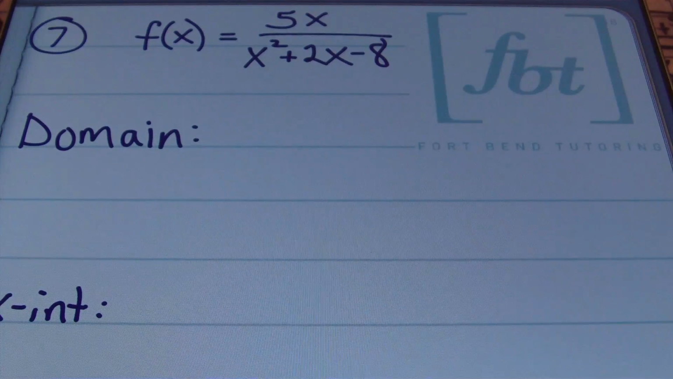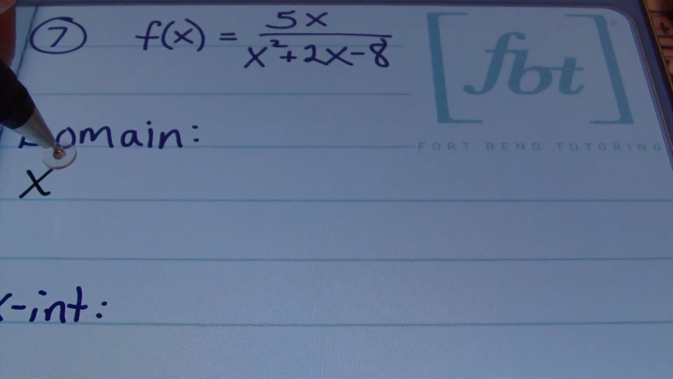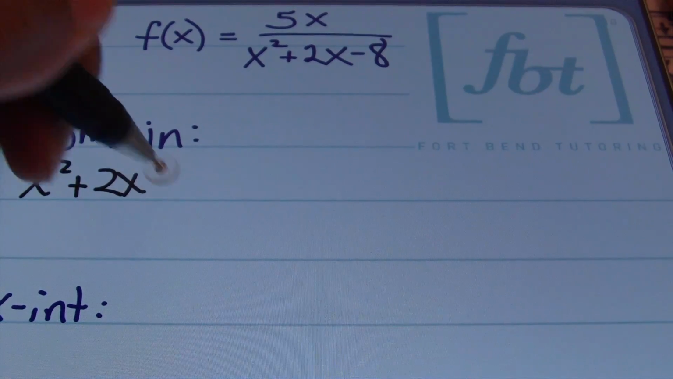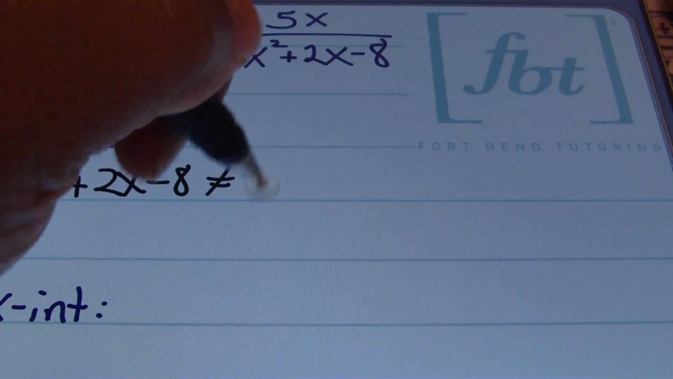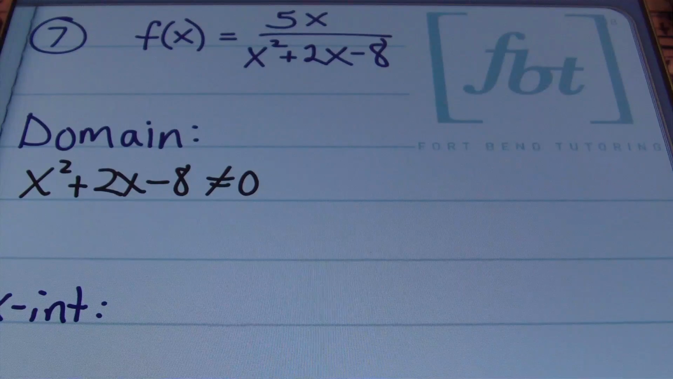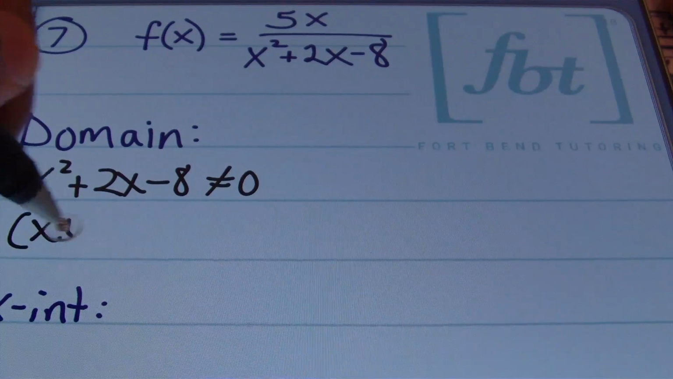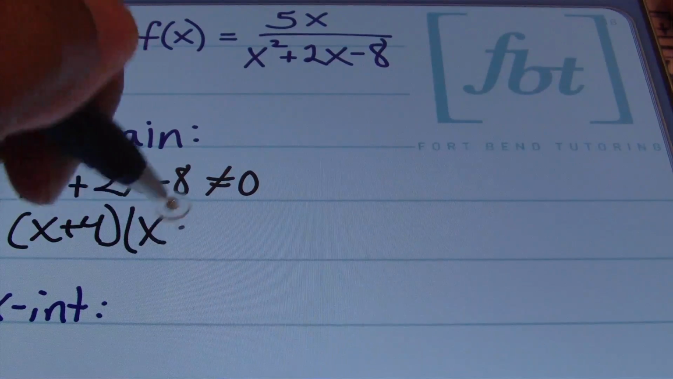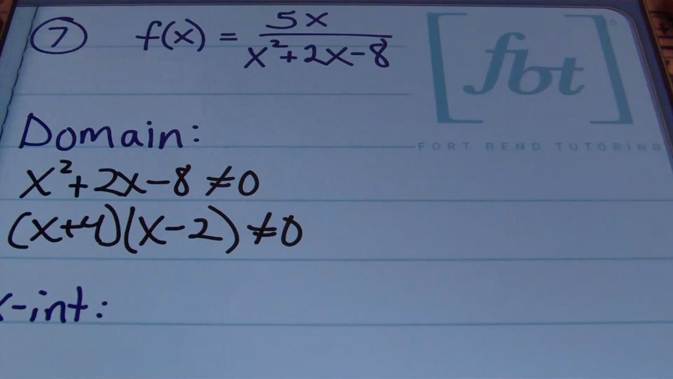All right. Here we have it. Problem number 7. We have f of x equals 5x divided by x squared plus 2x minus 8. The domain for this function, we'll need to set that not equal to 0 and solve for it. So here we'll have x squared plus 2x minus 8 cannot equal 0. If I were to factor that trinomial, you'll have x plus 4 times x minus 2 cannot equal 0.